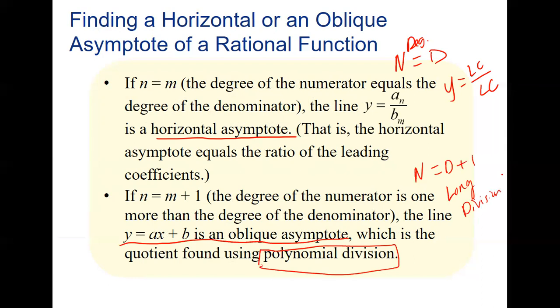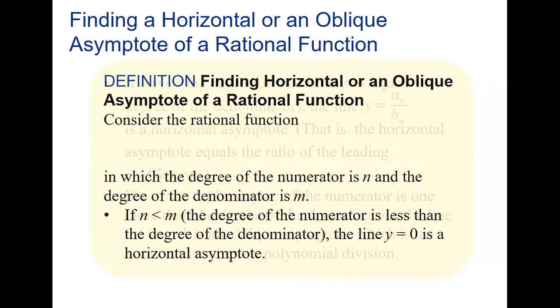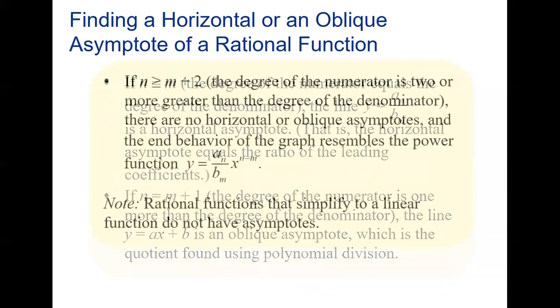All right. Are you ready to see some examples? So let me go back. We have n is less than, and if n is less than, then there is a horizontal asymptote at y = 0. If the numerator equals the denominator degree, then we have y equals leading coefficients divided by leading coefficients. If the numerator equals the denominator plus 1, then we perform long division and we find our oblique asymptote.